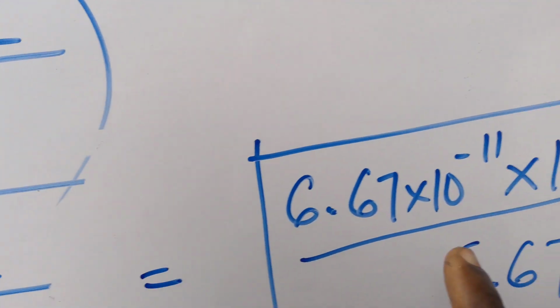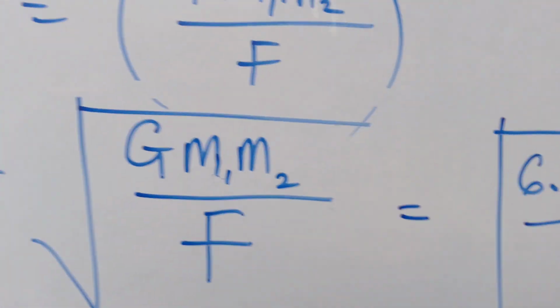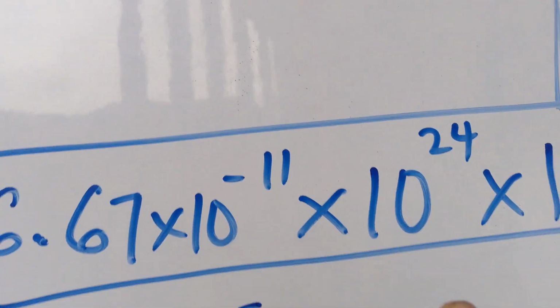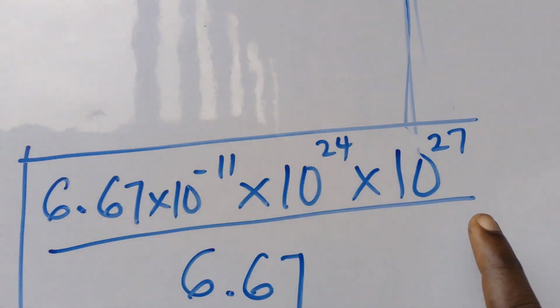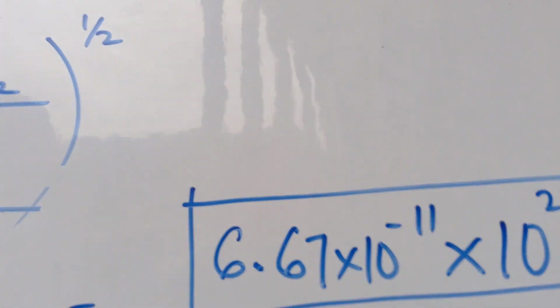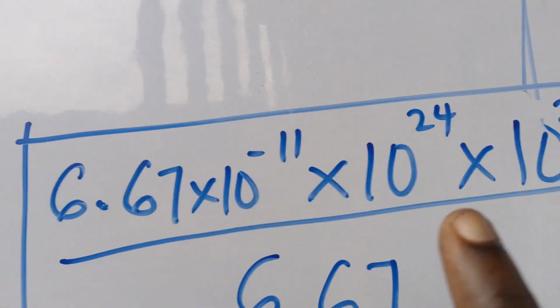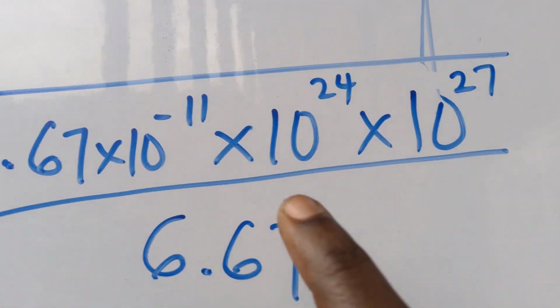Alright, so if I substitute into the formula, G is 6.67 times 10 raised to the power minus 11. Then m1 is 10 raised to the power 24, and m2 is 10 raised to the power 27. So if I multiply everything, 6.67 exponent minus 11 times exponent 24 times exponent 27 divided by F.